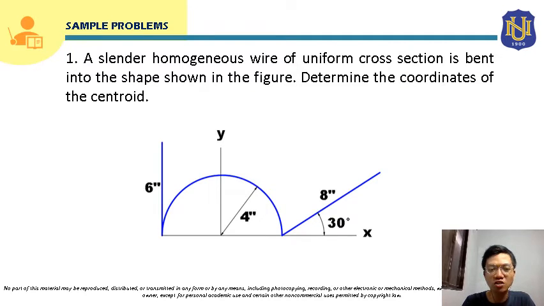Okay, so let's start solving sample problems. For sample problem number 1, a slender homogeneous wire of uniform cross-section is bent into the shape shown in the figure. Determine the coordinates of the centroid.